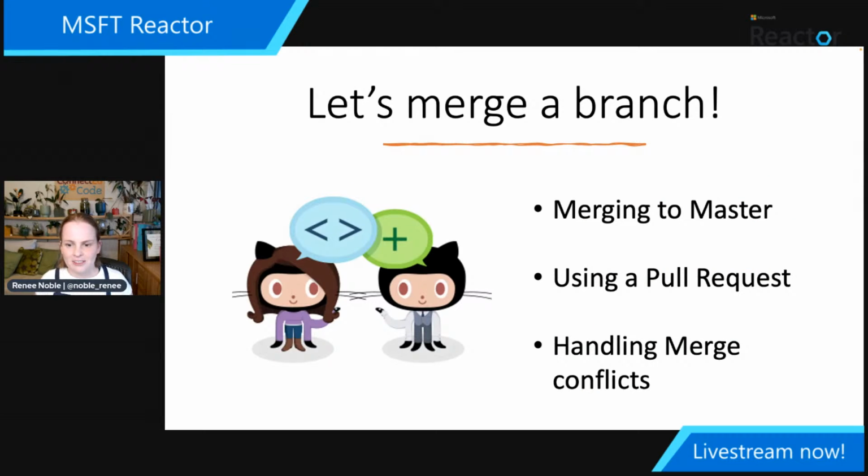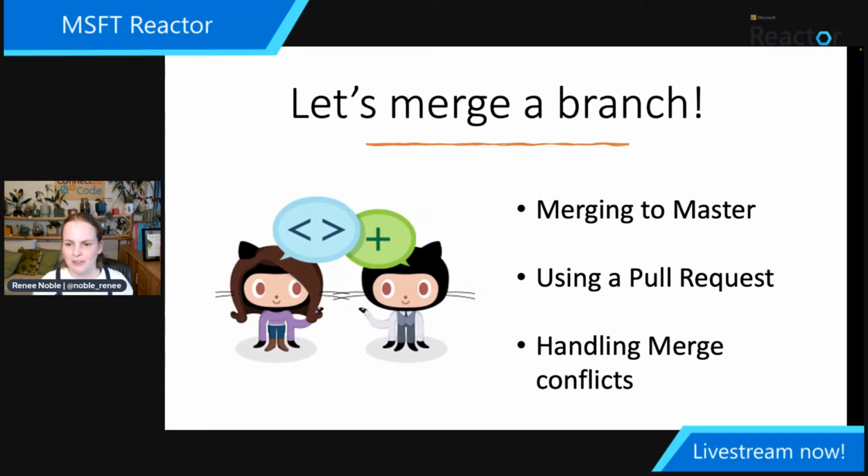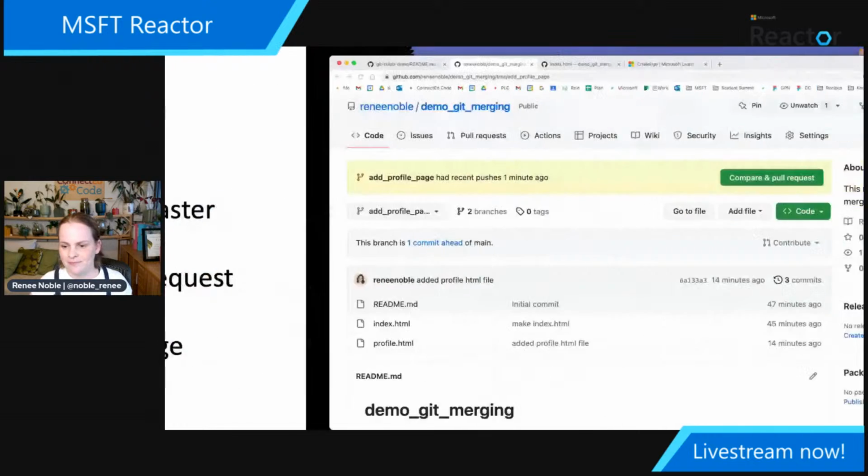So let's go through and merge a branch. We've got a couple of ways to do that. So we can merge into main. We can use a pull request, and we can also learn about handling merge conflicts. So let's go and merge to main.